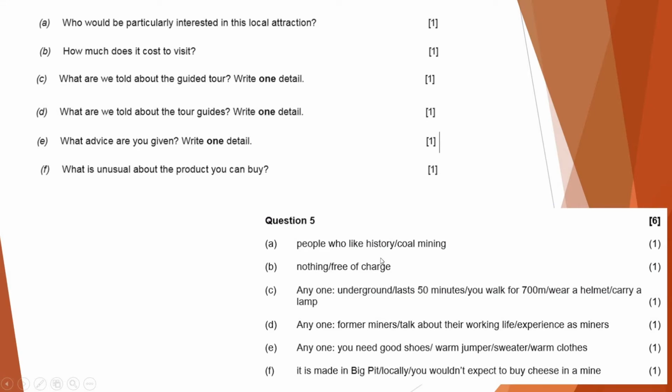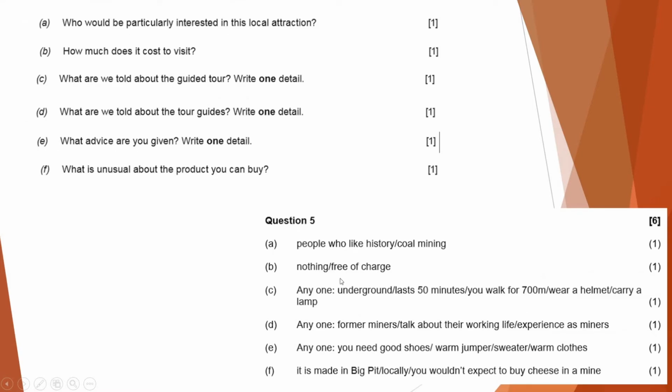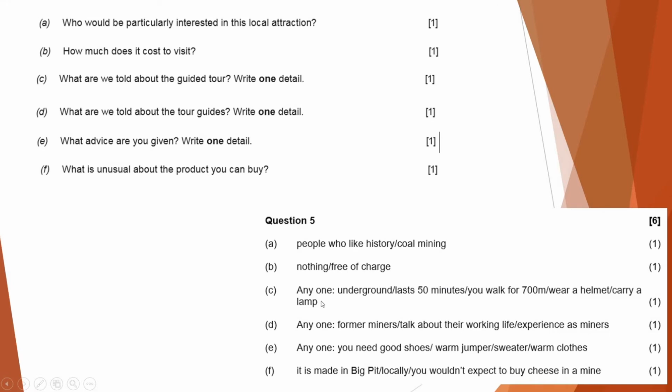So who'll be interested? People who like history, because "aimer", or you could put people who like coal mining, because it mentions "charbon" is a coal mine. You might have guessed that, okay? The cost is nothing, or you could put it's free, because free is "gratuit", free entry, okay? So the tour guide, you could either put that it's underground, "souterrain", that it lasts 15 minutes. Now they've also allowed that you could put some of the things from lower down the text, the fact that you walk for 700 meters, you wear a helmet or carry a lamp, okay?